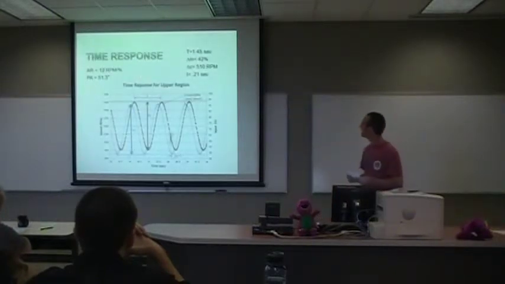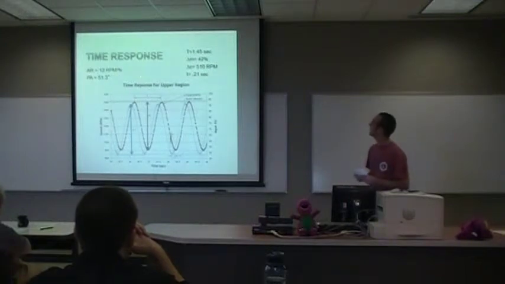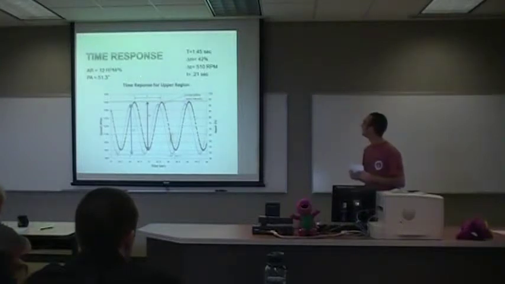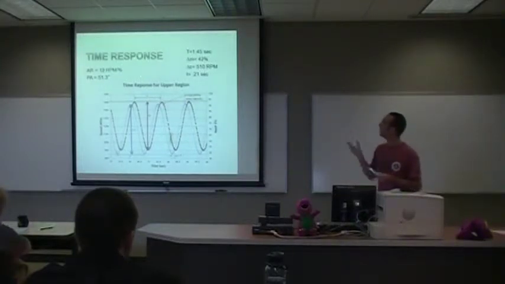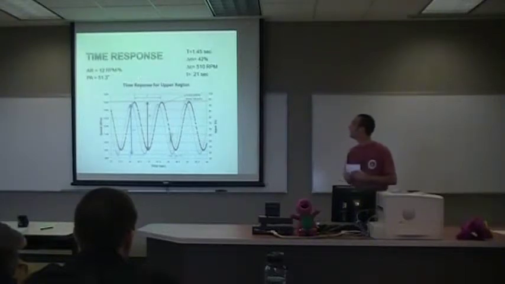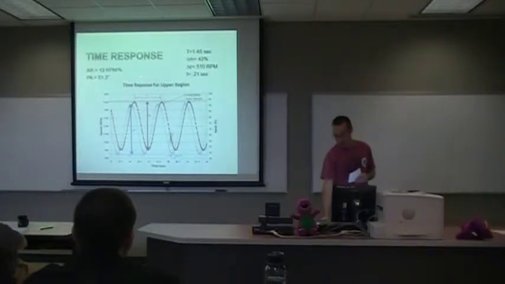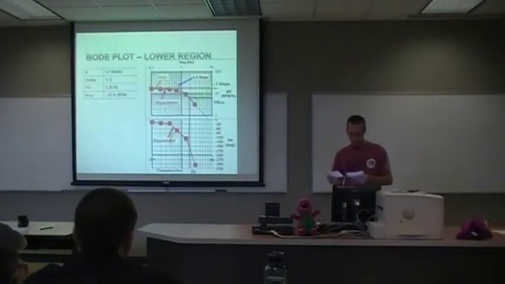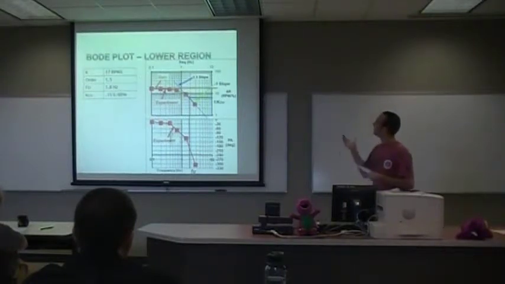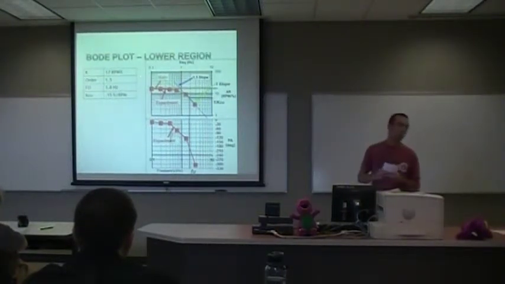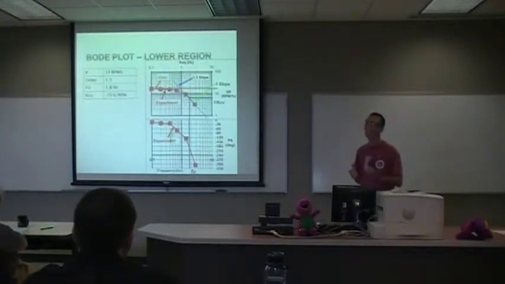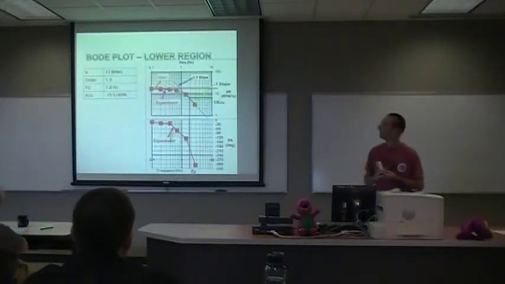And this is a time response with a sine input that shows your period, your amplitude, and your phase shift. So you can get your amplitude ratio of 12 RPM per percent and your phase angle of 51.3 degrees. And you can use that to form a Bode plot. This is for the lower region, which is 10 to 40% input, with your gain, your order, ultimate frequency, and your ultimate controller gain for that region.